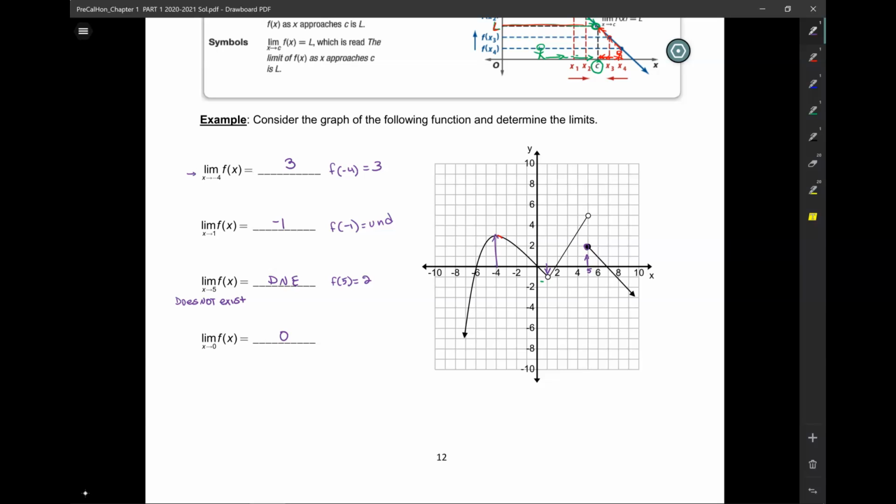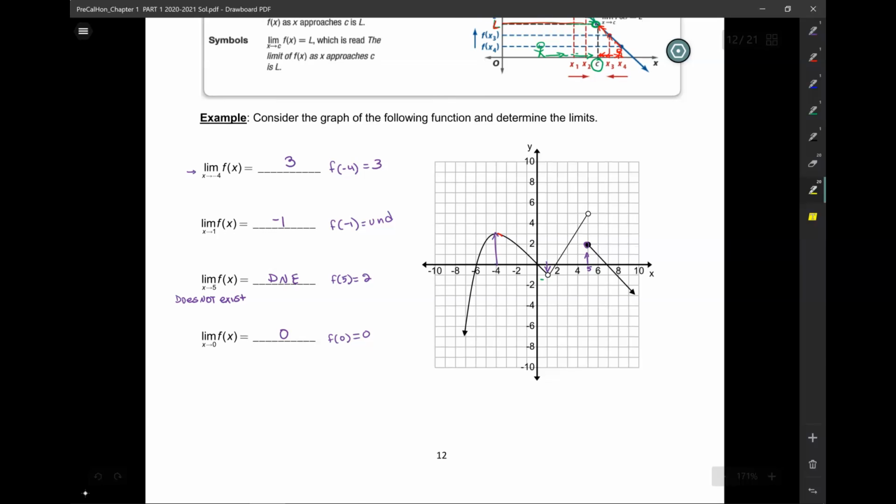What about at 0? What's f of 0? 0. So I only do this to highlight the fact that the actual function values are meaningless when we talk about limits. They really are independent, and one is irrelevant when we're talking about the other. Okay.